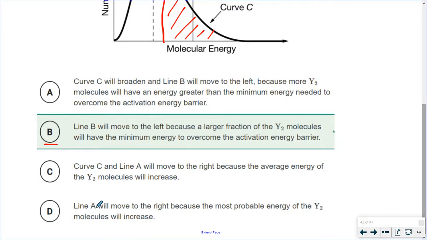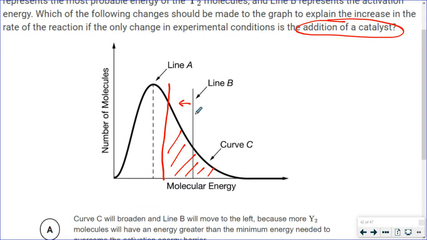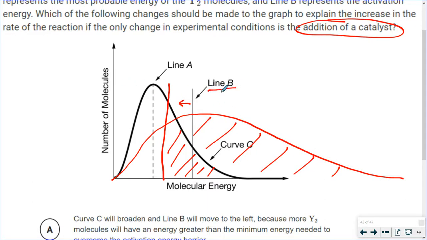Let me see if we have another explanation. Nope. If we heat a reaction up, curve C would broaden. So it gets a lower peak if we heat it up and a bigger distribution of molecules, something like this. And if that were to happen, we heat it up, we'd have a greater proportion of molecules on this right side of line B. Line B wouldn't move if the only thing we're doing is heating it up. And that would also increase the rate of reaction because you have more particles colliding and more particles colliding with enough energy.